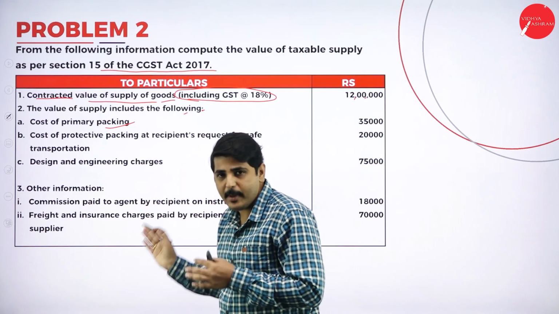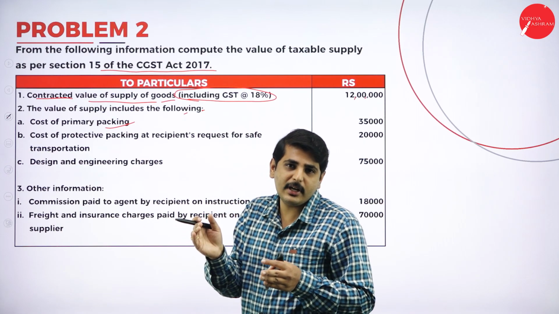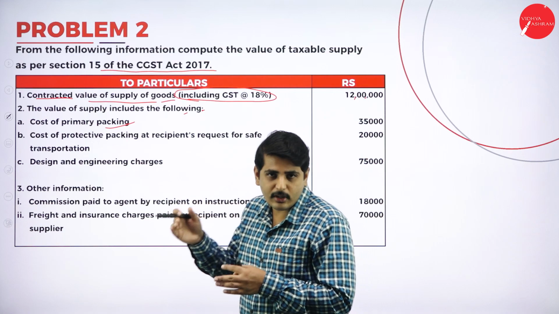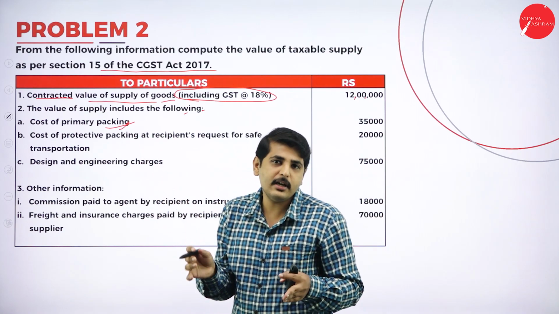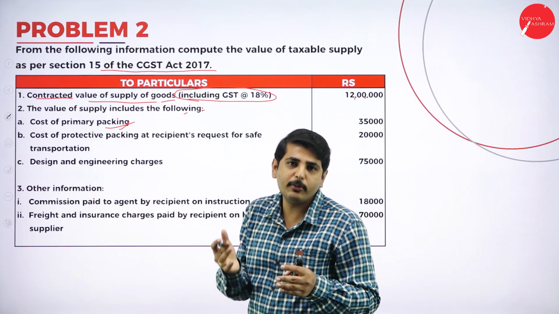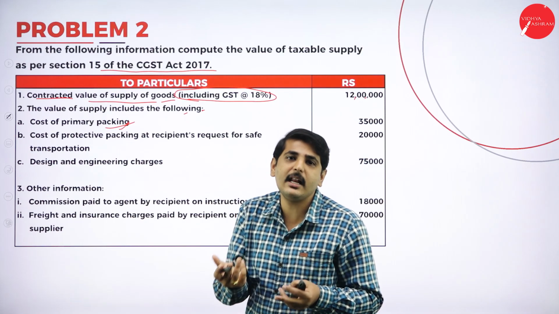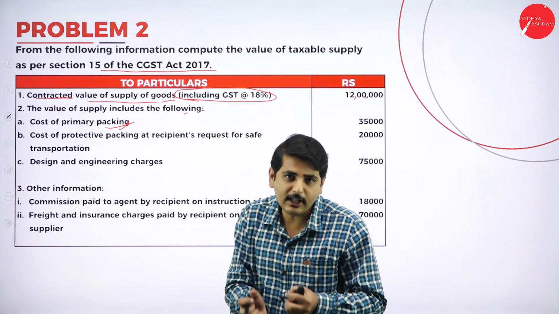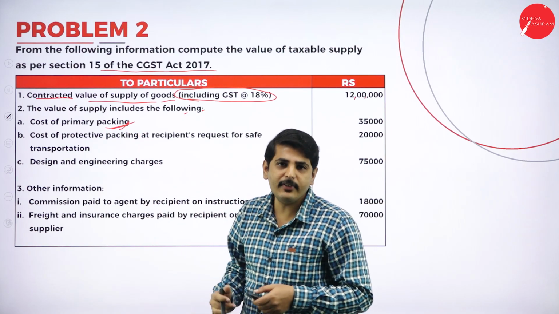Okay, the primary package and secondary package depend on the transportation. For example, if the goods go by road transportation, then we have to give more protection to the goods because roads may be good or bad. That's why, in order to protect the goods, we give one more coat of package, that is the secondary package. So primary package means the first level of package.